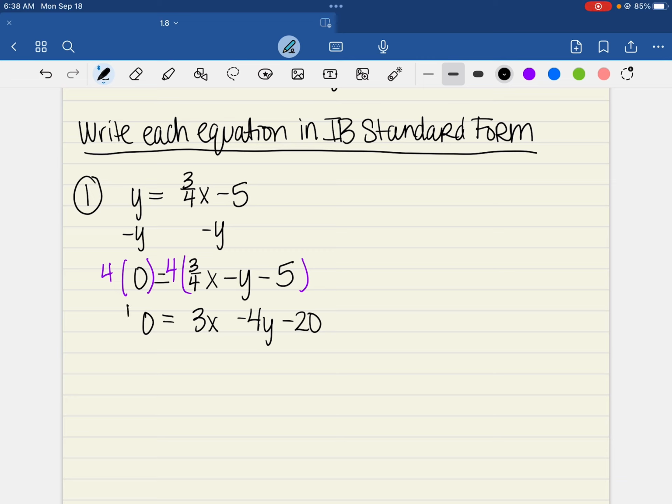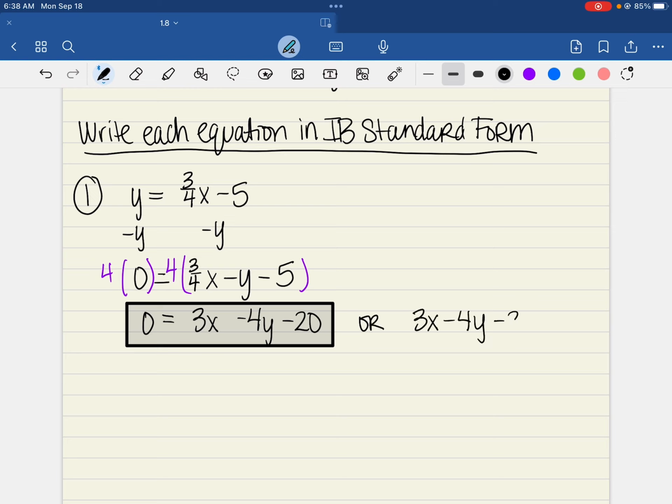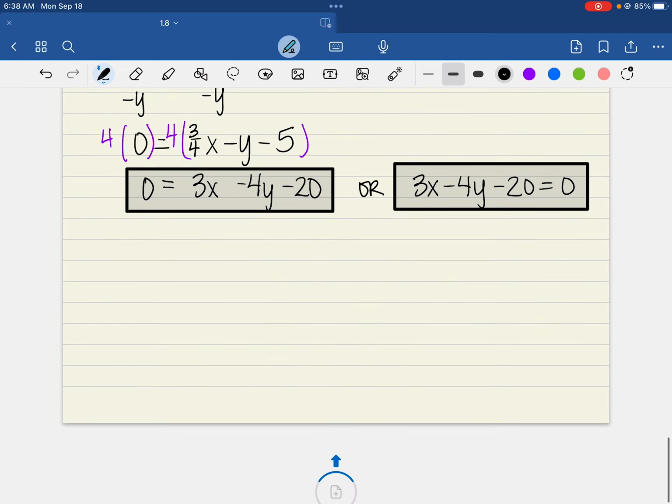Okay, now you can write your answer or leave your answer as such. Or if you prefer, you can rewrite it to where it has the 0 on the end to the right. But either answer is correct. There's no requirement to rewrite it the second way. All right, let's try the next problem.